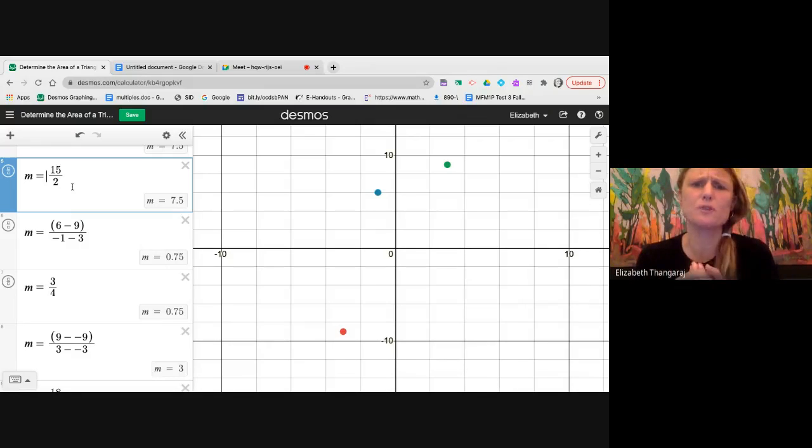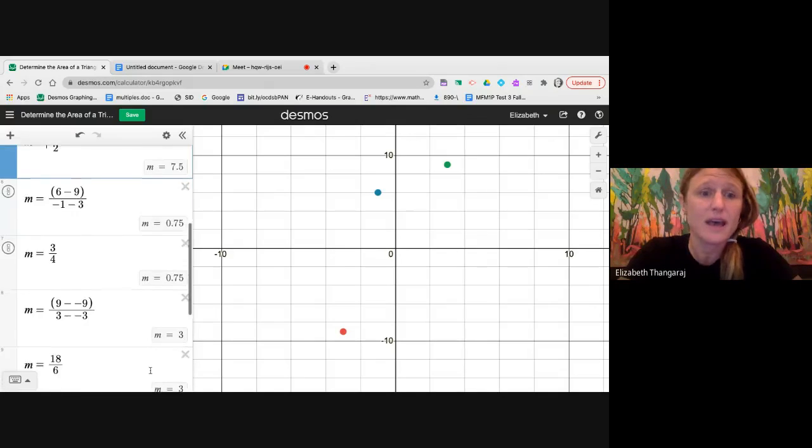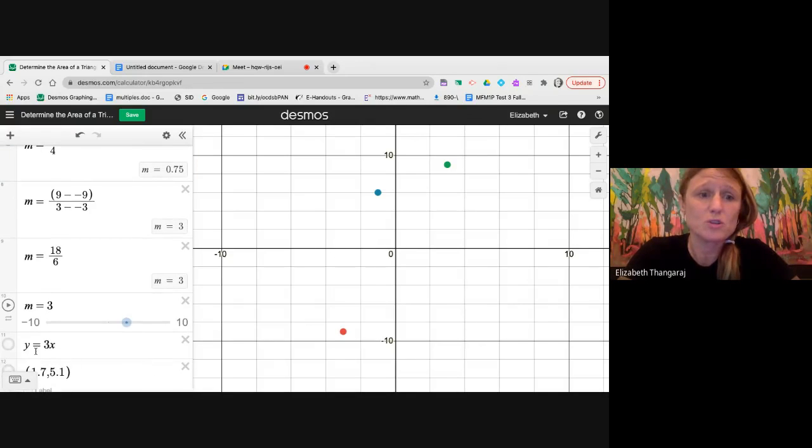So first I'm going to decide that between the red point and the green point, I'm going to say that's my base. You could pick anything else. You could pick between the red and the blue or between the blue and the green, but I had choices and I chose between the red and the green to be my base. I'm going to show you that right here, that is the base I'm going to choose.